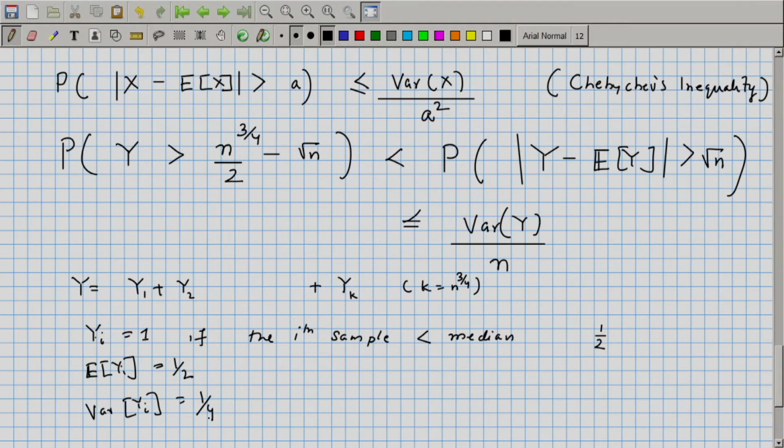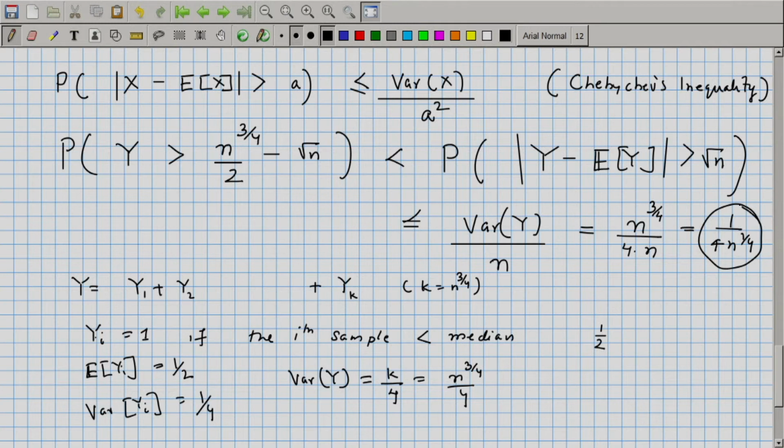In this case, when you add up independent random variables, their variances just get added up. So, the variance of y is equal to the number of samples, k, divided by 4. Basically it will be 1/4 plus 1/4, up to k terms. That is k/4, which is equal to n^(3/4)/4. We can substitute that here. The variance of y divided by n is going to be n^(3/4)/4 divided by n, that is 1/4 n^(1/4).